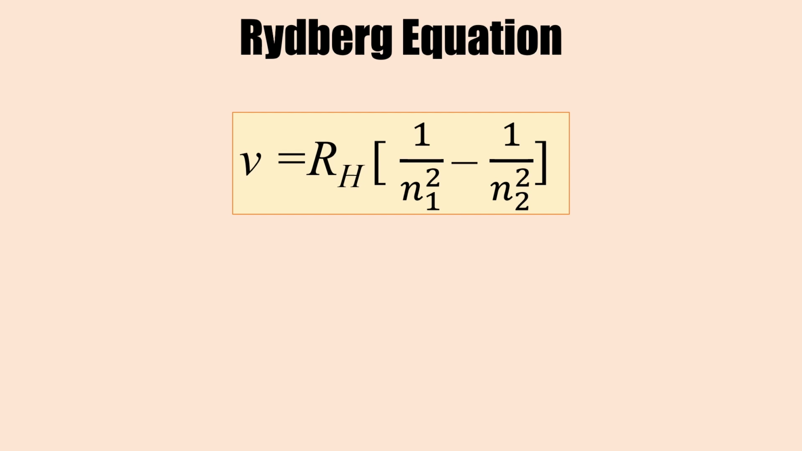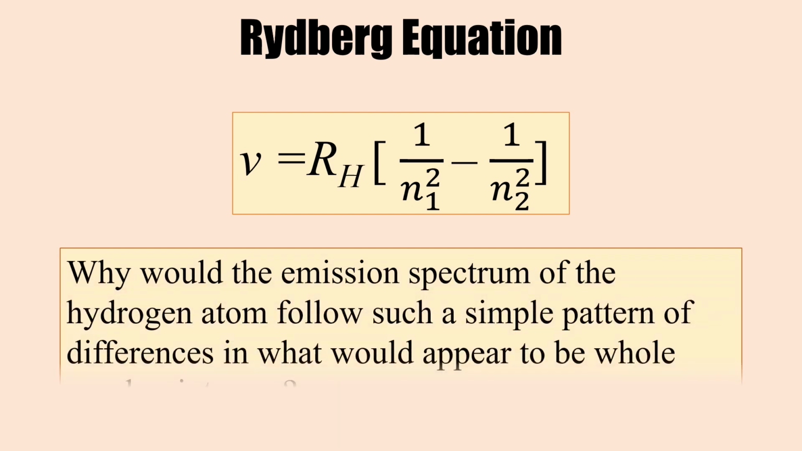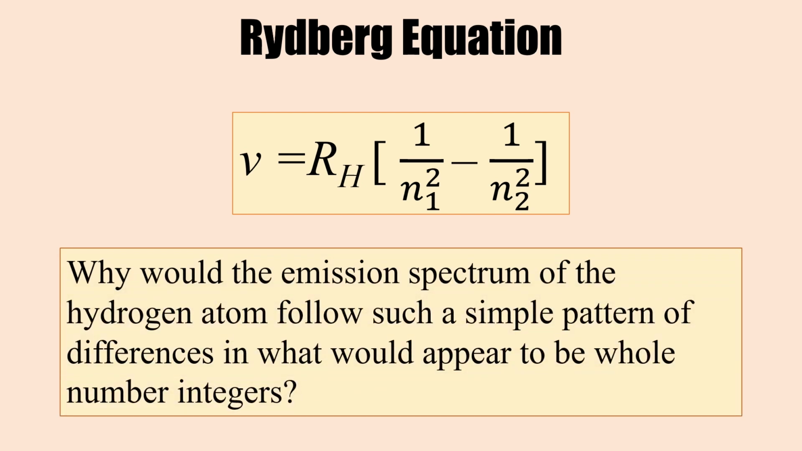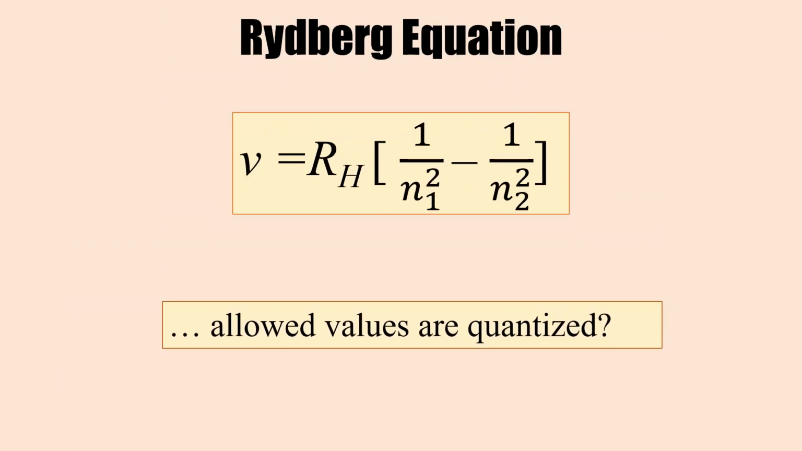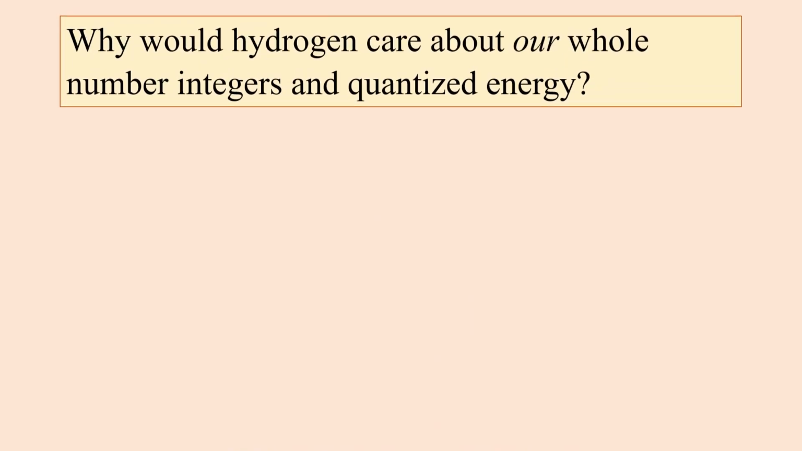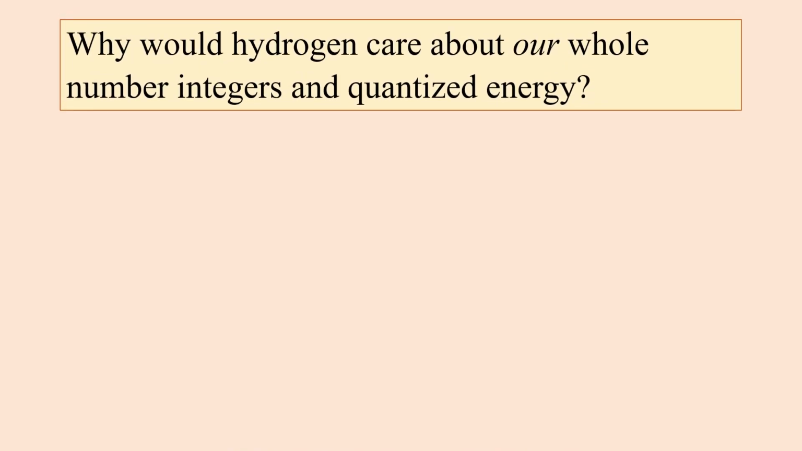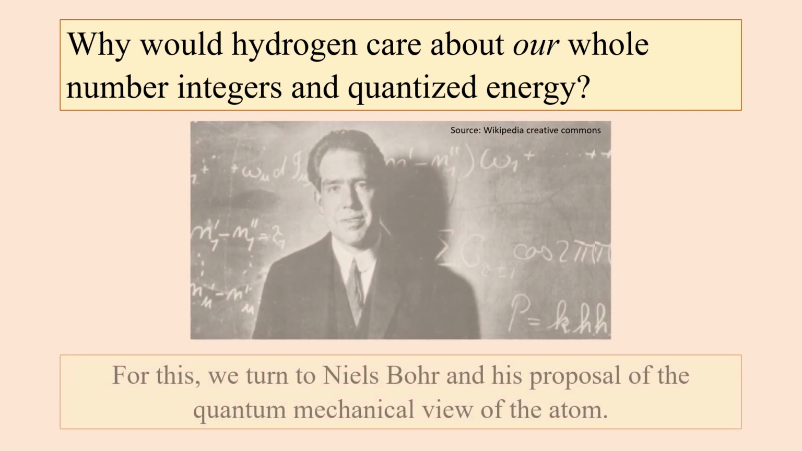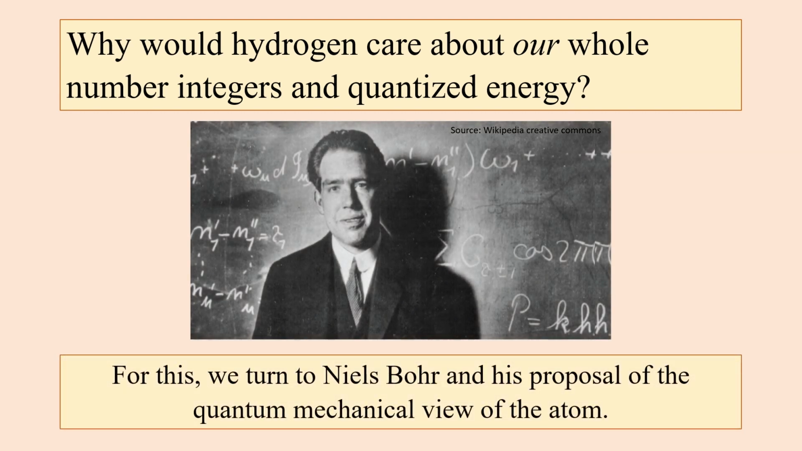So this begs the question, why would the emission spectrum of the hydrogen atom follow such a simple pattern of differences in what would appear to be whole number integers? Again, it appears that the allowed values are quantized. Why would hydrogen care about our whole number integers and quantized energy? For this, we turn to Niels Bohr and his proposal of the quantum mechanical view of the atom.